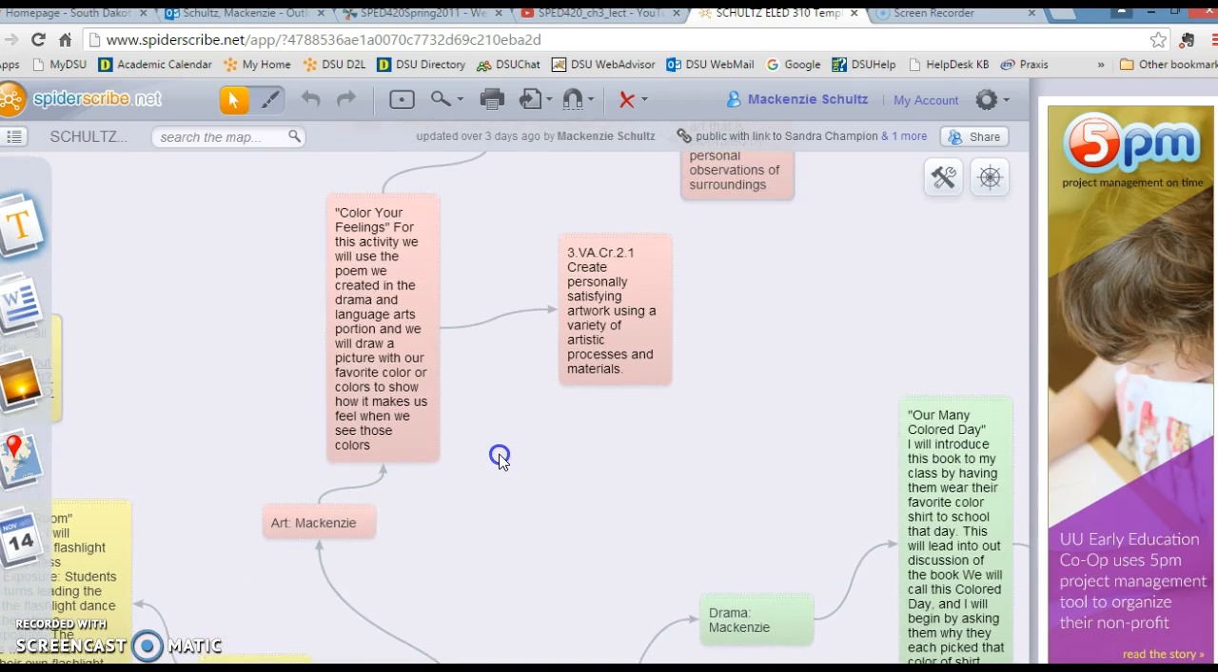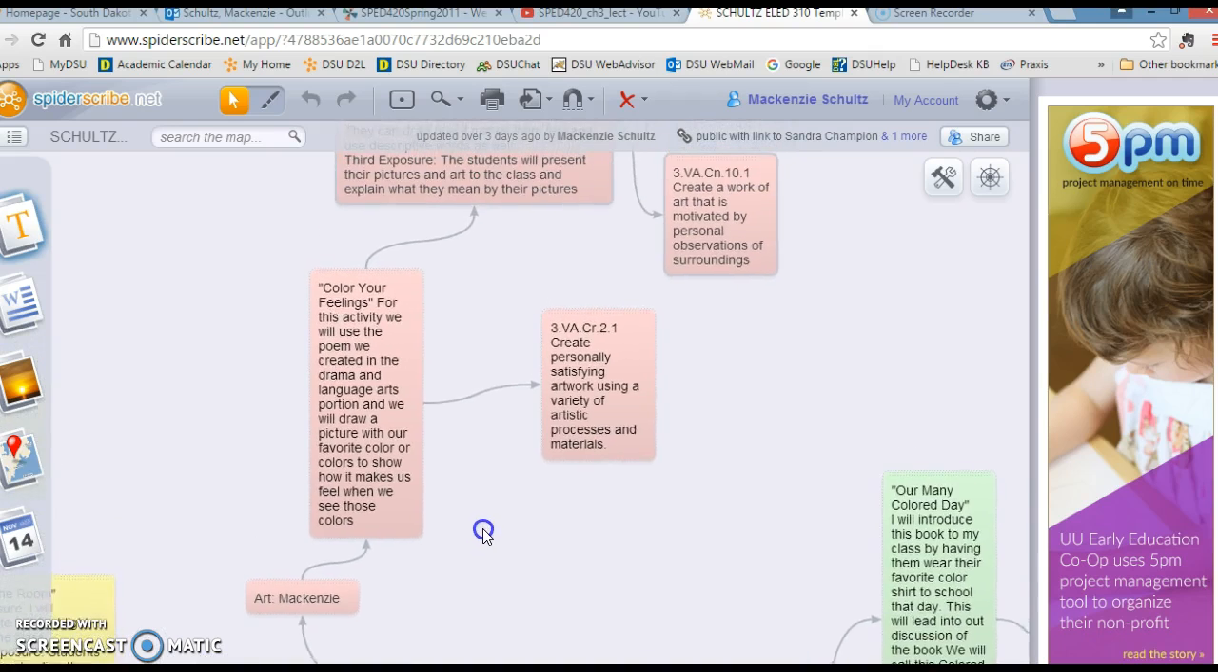First off, we're going to start with art. For the art aspect of my lesson, we are going to be doing an activity called Color Your Feelings. For this activity, we will use the poem that we created, and we will be drawing how that poem makes us feel and how our favorite color makes us feel. We do the poem in language arts, but for the art aspect, we are going to draw what our favorite color makes us feel like. So say my favorite color is yellow, like the sun, and that makes me happy. Then they will draw a picture that symbolizes that.